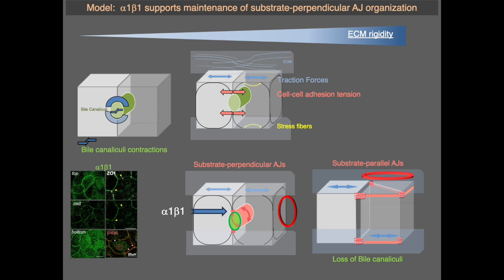Because alpha-1 beta-1 itself is colocalized with adherens junctions along the lateral domains, in future work we will investigate if it regulates adherens junctions directly.